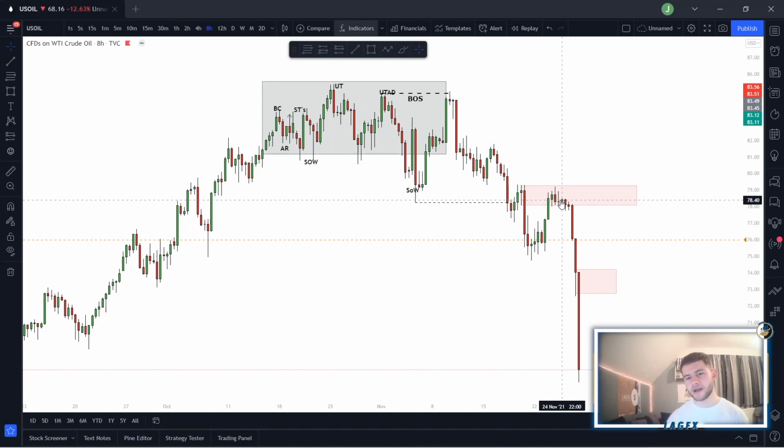So anybody who managed to get a sell on this pair from that analysis, well done, because the percentage returns from this would have been crazy.